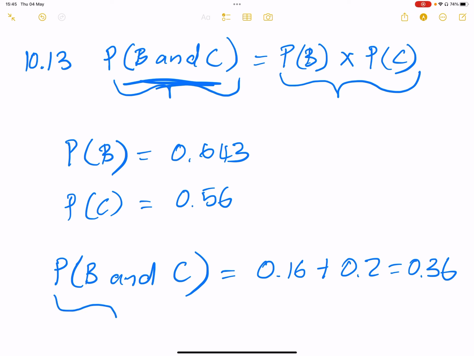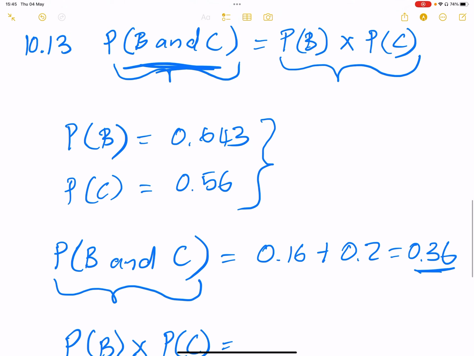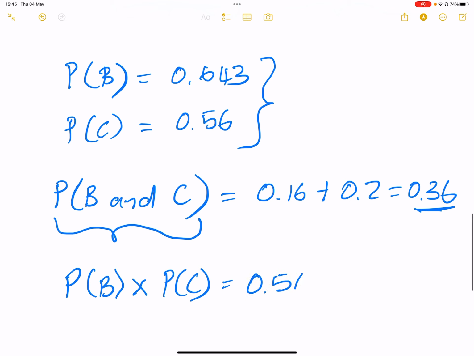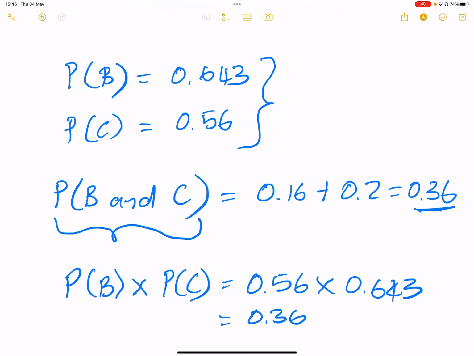Now, I know what this is. Now, let's find out if when we multiply this, do we also get the same value? So I'm going to take probability of B multiplied by probability of C in this case. So that's going to be 0.56 multiplied by 0.643. So let's find that out quickly. 0.56 multiplied by 0.643. It gives us 0.36. Now, what do you notice?